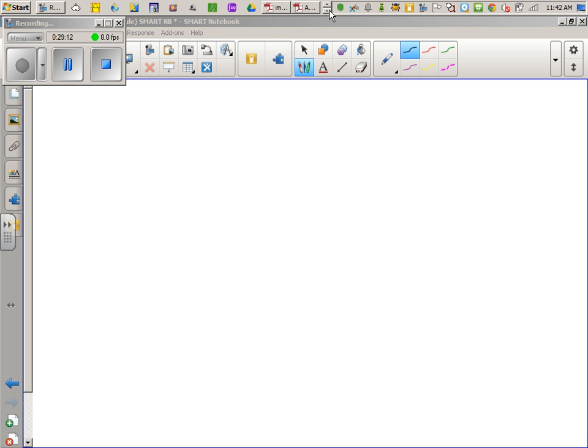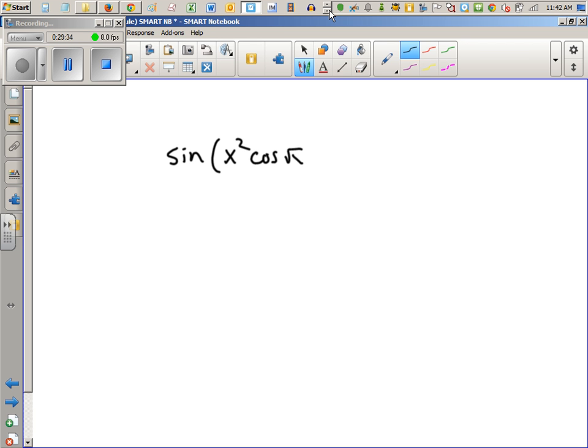So the chain rule is going to allow us to undo problems that are way more complicated than anything else. So this brings up a question. How do you know when you're done? What if you have a problem like this? Sine of, and then let's say you have x squared cosine of root x.